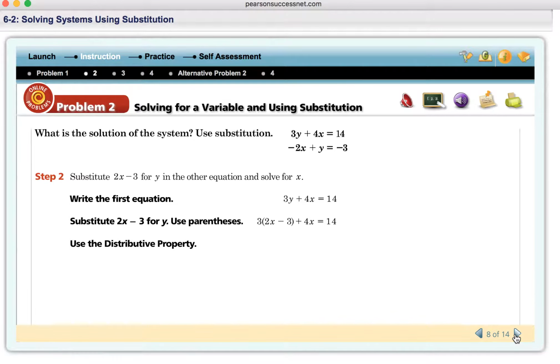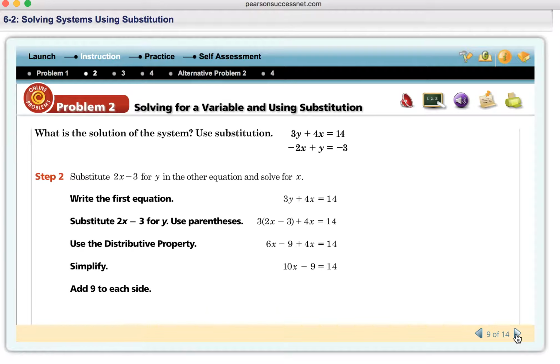Now use the distributive property. Simplify. Hopefully you're able to follow along with that. We distributed the 3 through here, so 3 times 2x is 6x, 3 times negative 3 is negative 9, and then we just combined the 6x and the 4x for 10x, and then kept the negative 9.